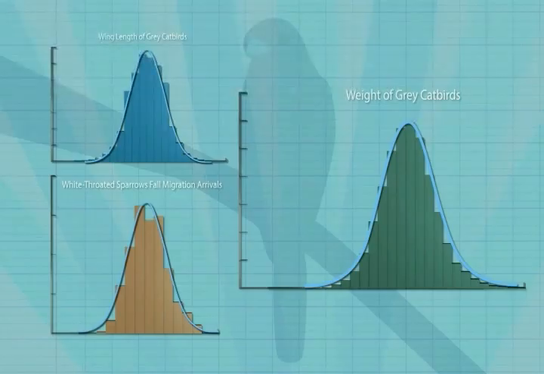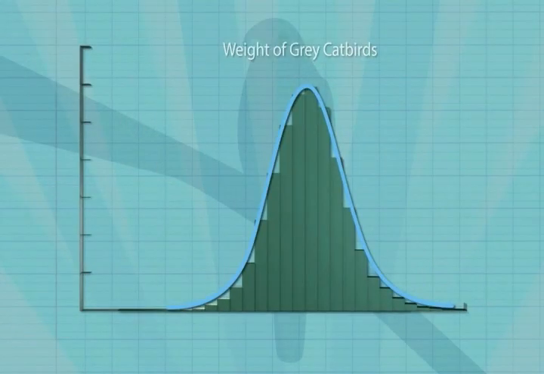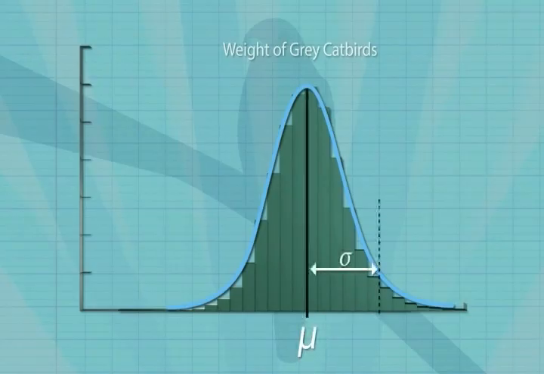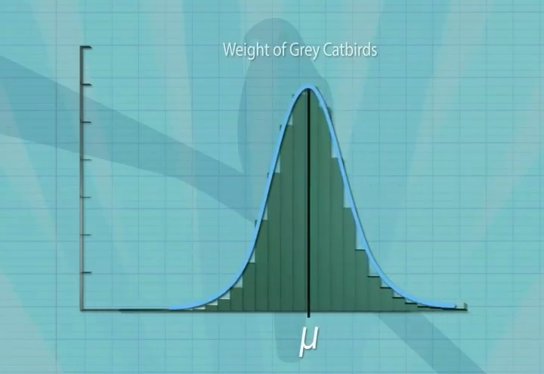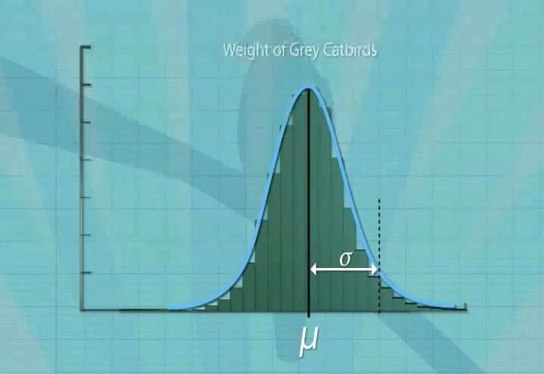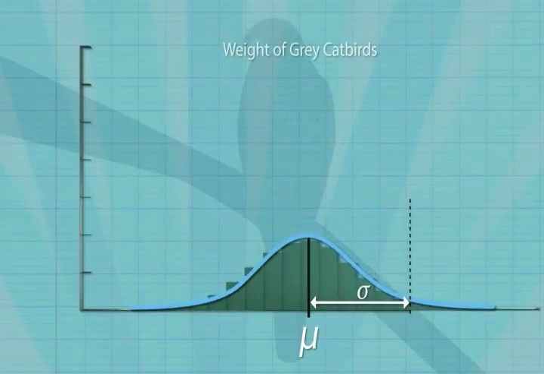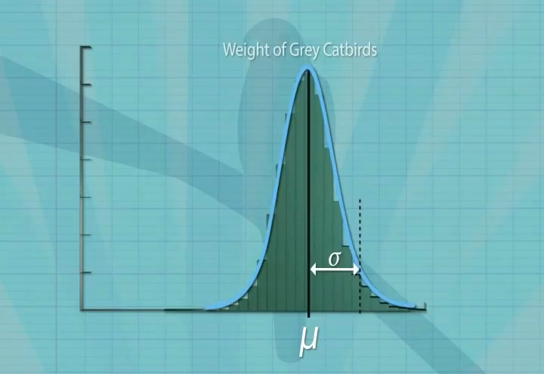An important feature of any normal curve is the fact that it's completely defined by its mean, mu, and its standard deviation, sigma. If you change the mean, the whole curve just scooches along the x-axis. If you change the standard deviation, you're changing the distribution spread, and the peak gets flatter and wider, or taller and narrower.